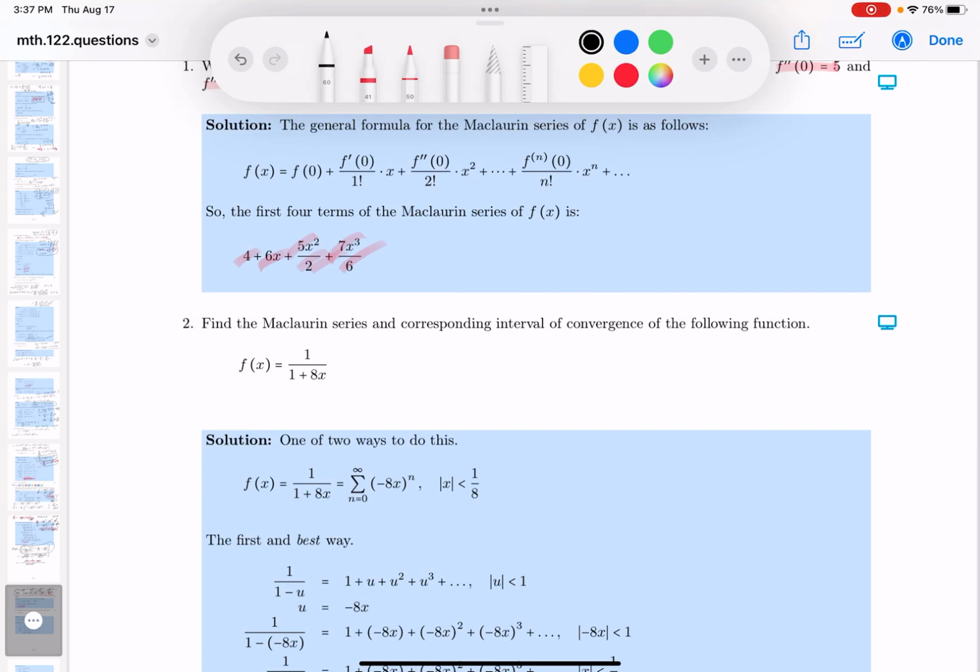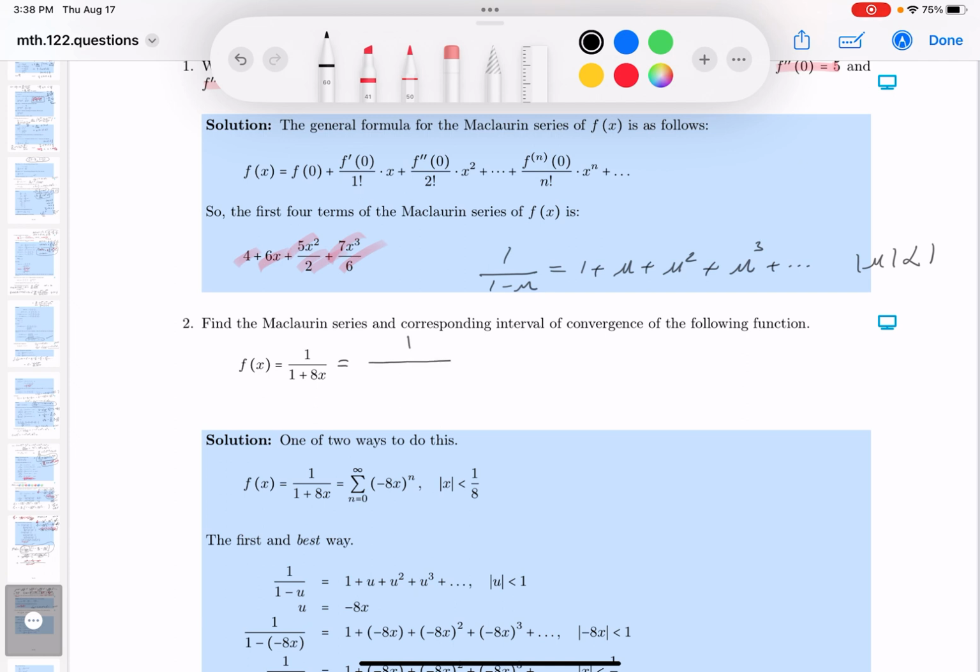Okay, for number 2, I just want to remind you that it's geometric in form, so I'll write this over here. 1 over 1 minus u equals 1 plus u plus u squared, plus u cubed, and this goes on forever, provided that the absolute value of u is less than 1. You probably should have this covered at this point. All right?